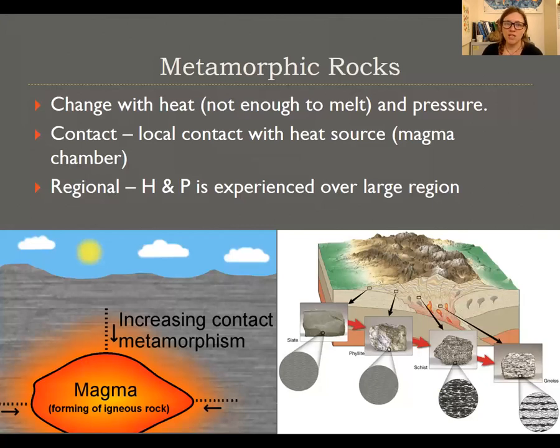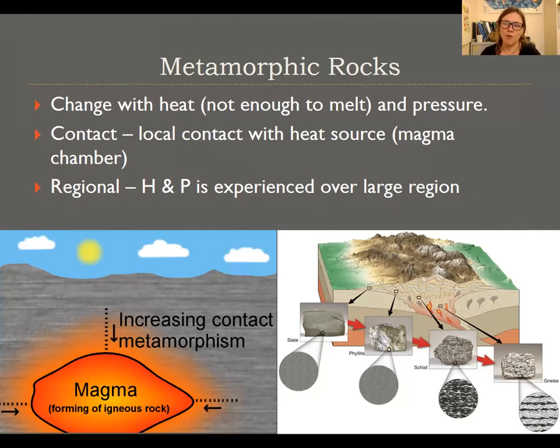So they change with heat, not enough to melt it, and pressure to form metamorphosed or new materials that may have completely different minerals than the original solid rock. So it almost would seem like magic if you didn't have the science to understand how these changes were taking place. So these metamorphic rocks form in a couple different environments.